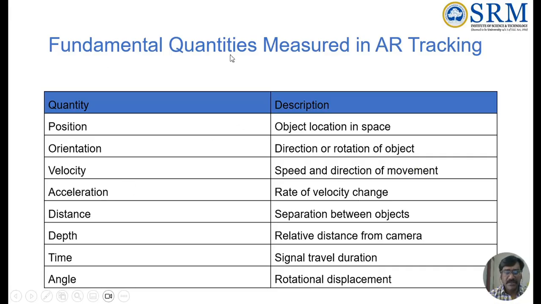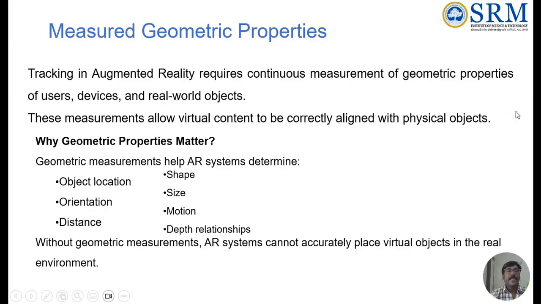The fundamental quantities measured in AR tracking are position, orientation, velocity, acceleration, distance, depth, time, and angle. The object location in space is measured by position, direction or rotation is measured by orientation, speed and direction are measured by velocity, the rate of velocity change is measured by the accelerometer, separation between objects is measured by distance, and relative distance from the camera is measured by depth. And similarly, the angle and time can be measured from the individual signal durations.